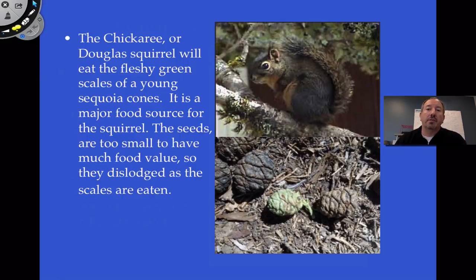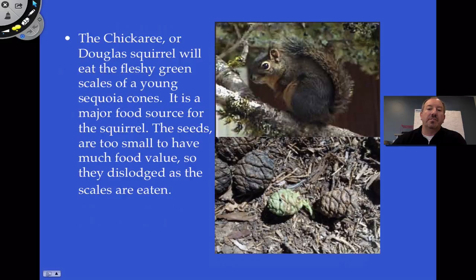And then, of course, here's an example of that. The chickaree, as it's commonly called, or Douglas squirrel, which is also a common name, is interesting. It really lives in the community with the sequoia tree. And what it does is that it comes along and it eats. Do you see here? These are sequoia cones. These are the female cones. And see, this one's kind of green down here? It's a little fleshy, and so the squirrel loves to eat that. And so it eats that and gets lots of food or nutrients from this.